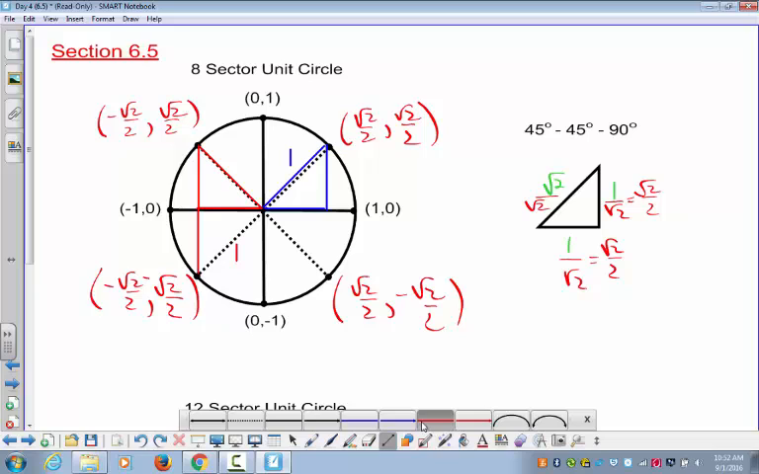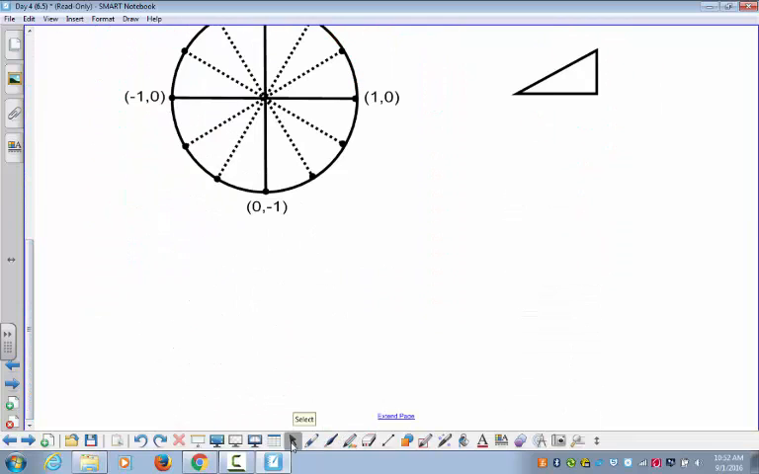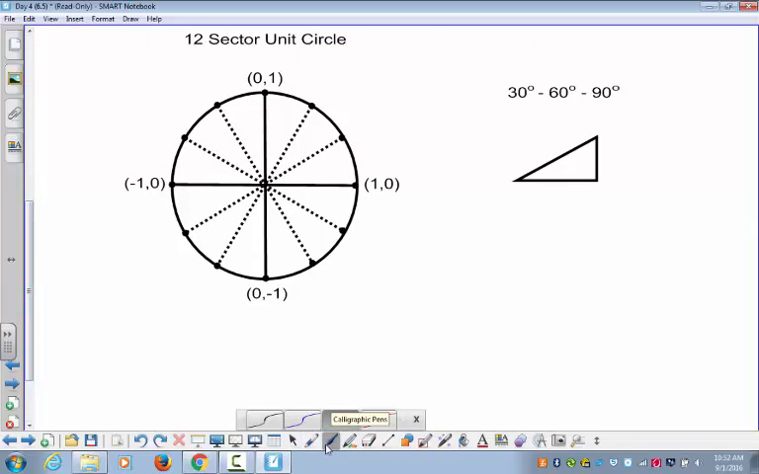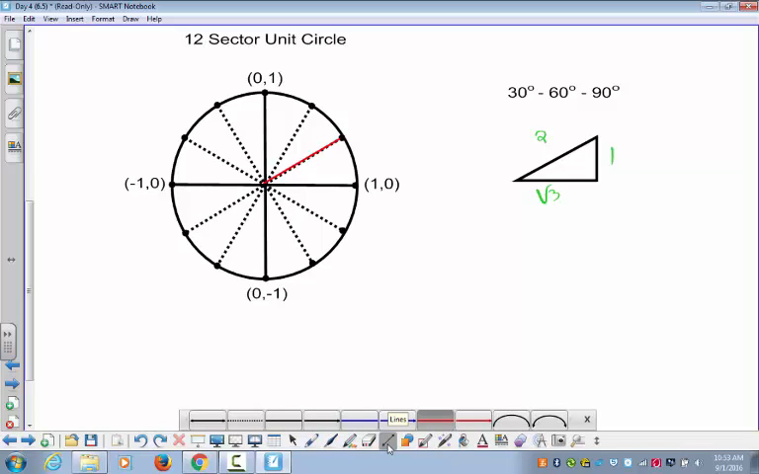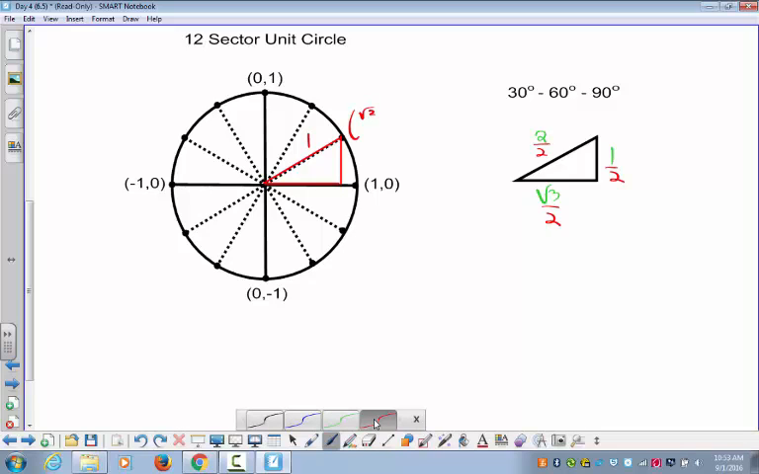So from here on out, instead of thinking about a terminal ray with a radius of 1, we're really just going to think about the unit circle values. This is cosine right there, and that is sine, all the way around for any angle. And similarly, for the 12-sector circle, we're going to stop thinking about the terminal ray if we have a multiple of 30 and just think about the unit circle. We said that our representative triangle for a 30, 60, 90 was that. And if we want to force that to fit right here where the radius is 1, what do we divide all three sides by? 2. That will force our representative triangle to fit. So these points right here are root 3 over 2, 1/2. Here, 1/2, root 3 over 2.